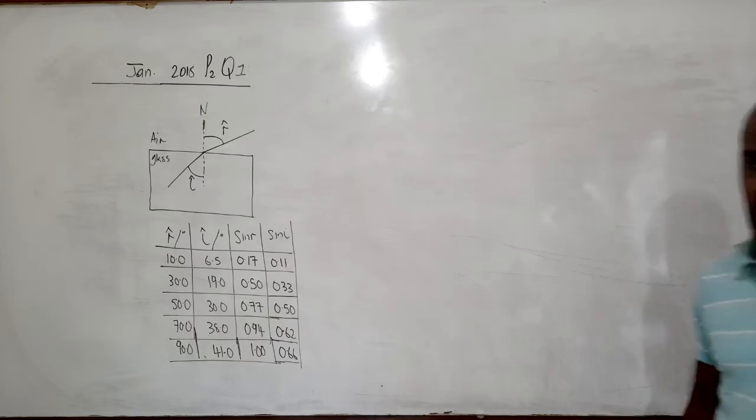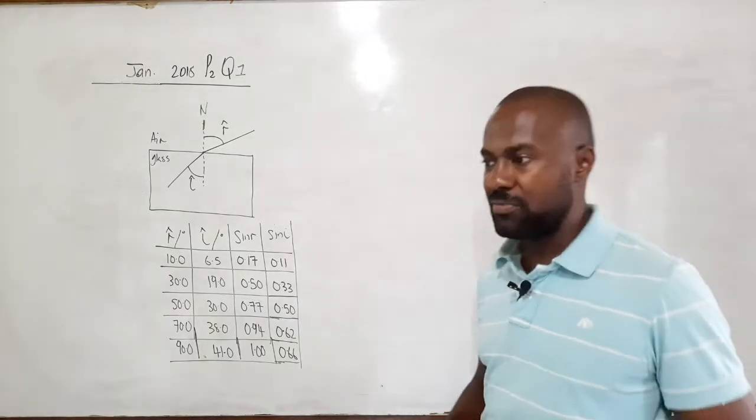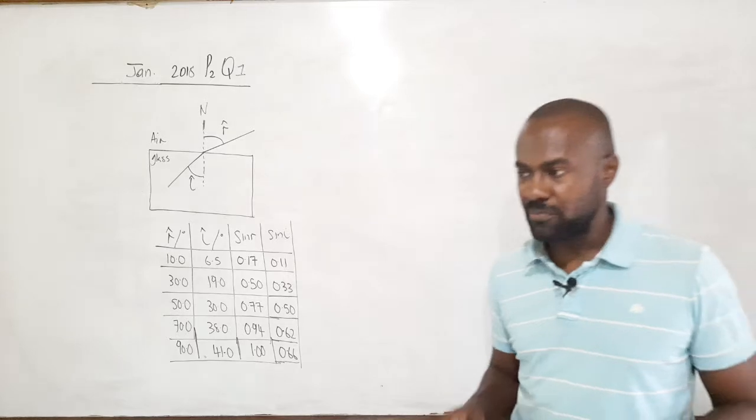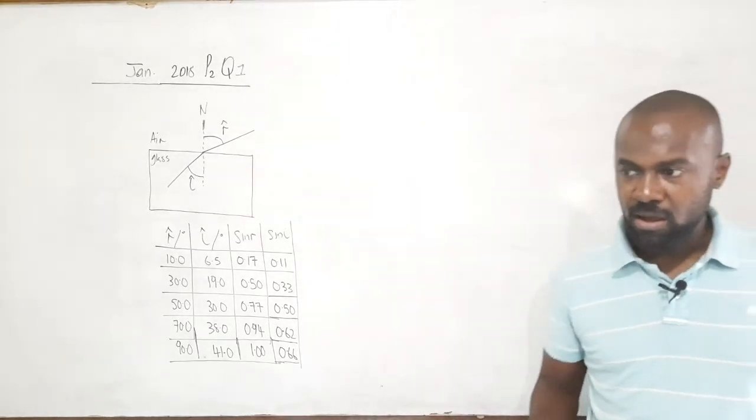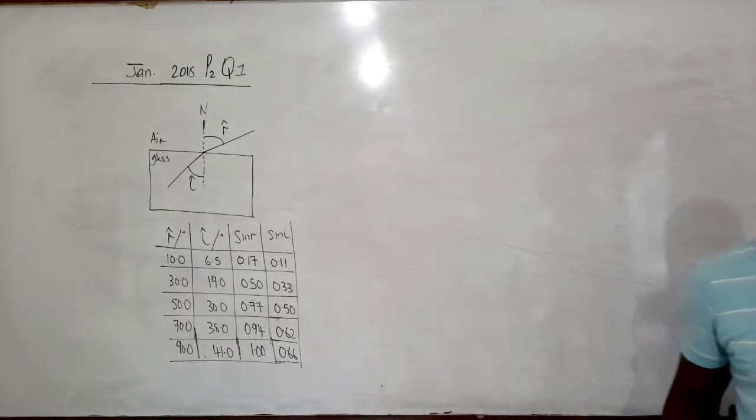Now part 2 wants us to use the calculated values in table 1 and plot a graph of sine R against sine I on the grid, on the graph paper that would have been provided. So we want to plot a graph of sine R against sine I.